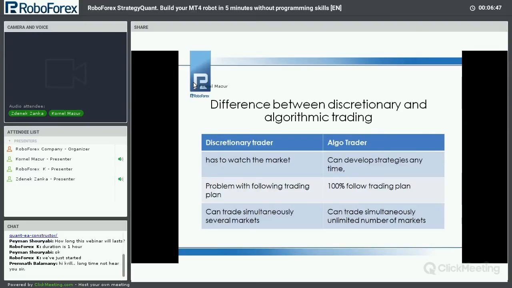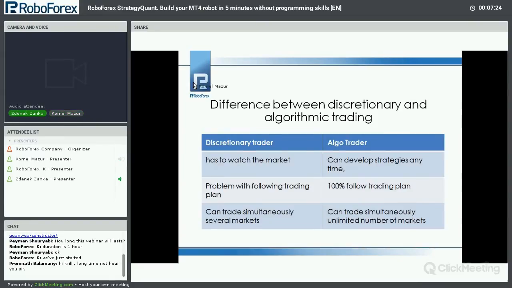A discretionary trader has to watch the market. What does it mean? When you trade any kind of strategy, then while the market is running, you should watch it. After market open, you should sit in front of the computer and watch the conditions. If the condition and the criteria appear, then you open the trade, and then you watch the trade, and the market is going up and down, so you are moving stop loss and other stuff. But what is important, you have to sit in front of the computer and watch it.